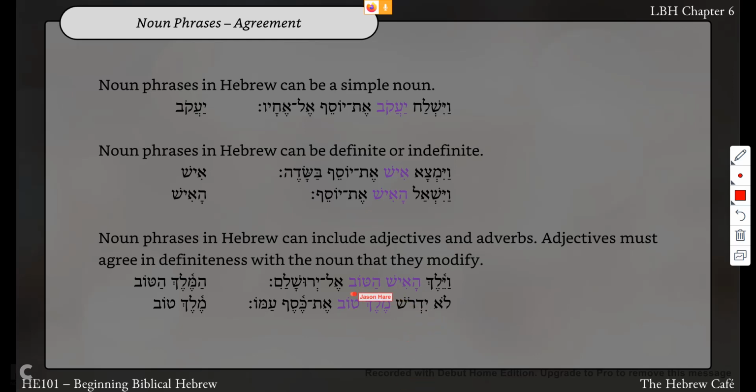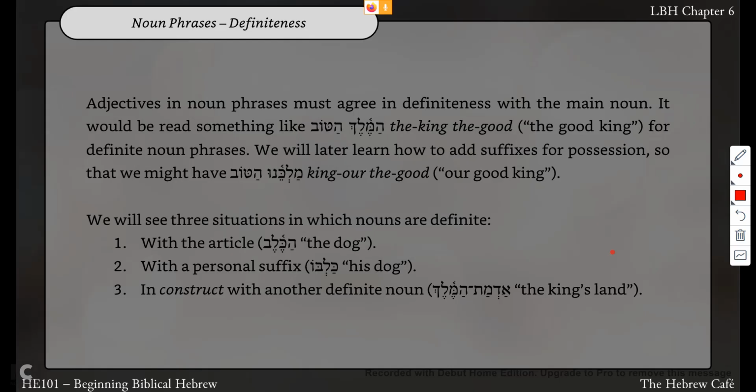So we've got the good man and a good king. Okay? There's agreement in gender, number, and definiteness. Alrighty. Here is a little talk about definiteness. Adjectives and noun phrases must agree in definiteness with the main noun. It would be read something like the king, the good, hamelech hatov. The king, the good king is what it means.